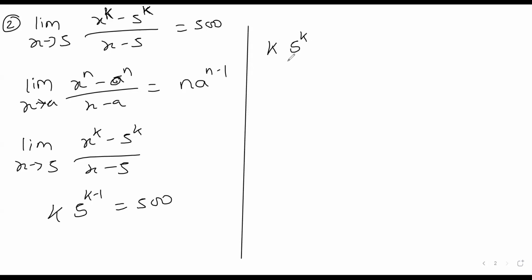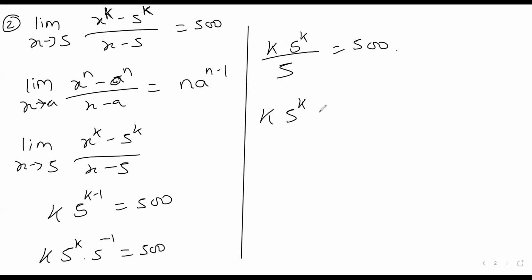So it is k pi raised to k upon pi is 500. Can I say this? Pi raised to k into pi raised to 1. This is k pi raised to k into pi raised to minus 1 is equals to 500. So this k pi raised to minus 1 will go in the denominator, then the index becomes positive. I can say k pi raised to k is equals to pi into 500, 2500. Now you want such value of k, which is k into pi raised to k will become 2500.